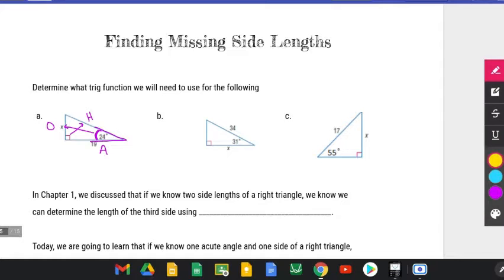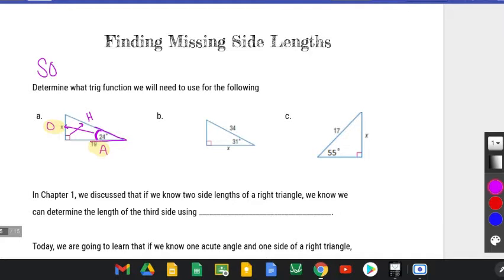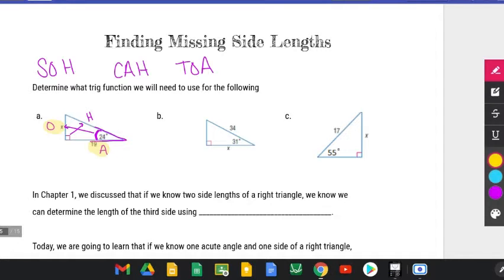Based on the labeling, I can now see that the X and the 19 are the two sides of that triangle that are labeled. Since O and A are labeled in that triangle, I'm going to think about my trig functions. So, SOH CAH TOA, and determine which function I'm going to use based on the sides that are labeled. Because I'm looking for an O and an A that are labeled, I'm going to be using the trig function that begins with the letter T, or the tangent function.